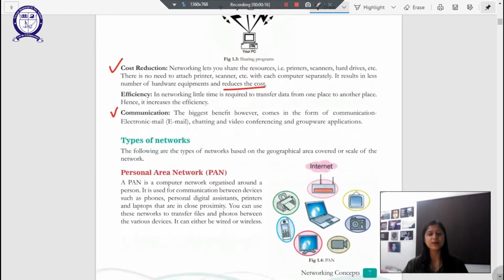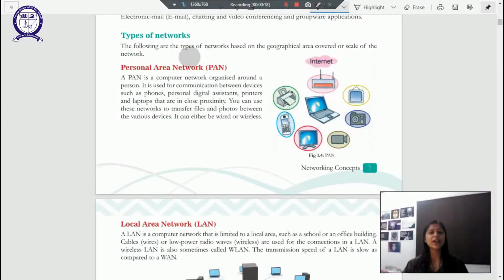So now we will study the types of networks. The following are the types of networks based on the geographical area covered, or the scale of the network. All these systems are the same. The only distinction between them is the kind of area that they cover.